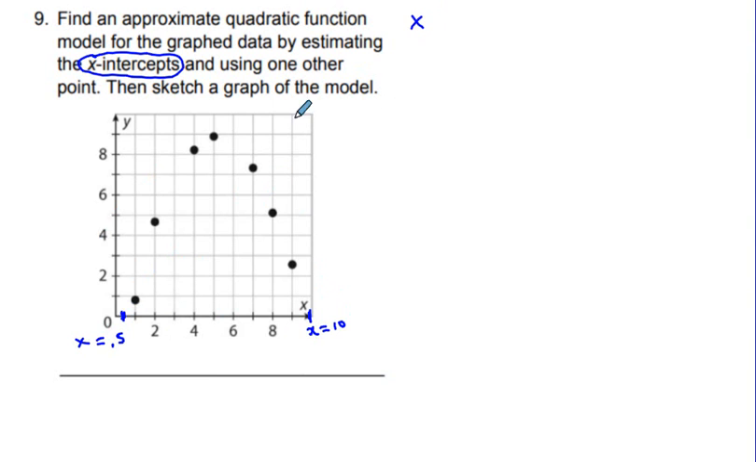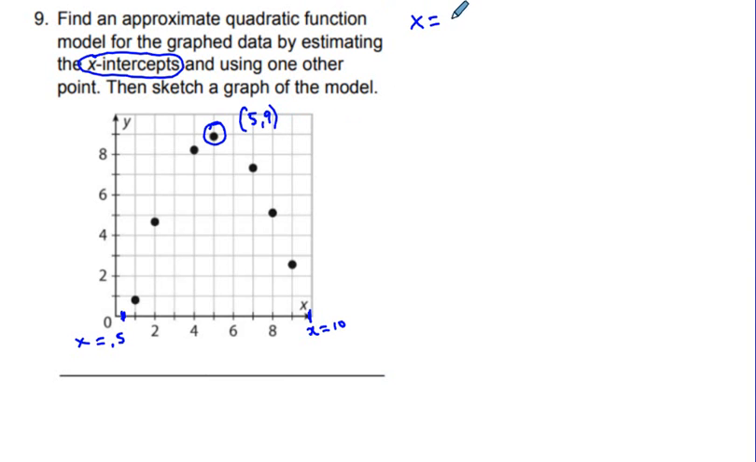if you did like you did 7 and 8 and estimate a point, I would have given you partial credit for this, but we really want to see the factored form here as instructed. And then also it says one other point. Well, one other point that's really prominent here is this maximum point, which occurs at 5,9. So that's going to be the vertex we use.